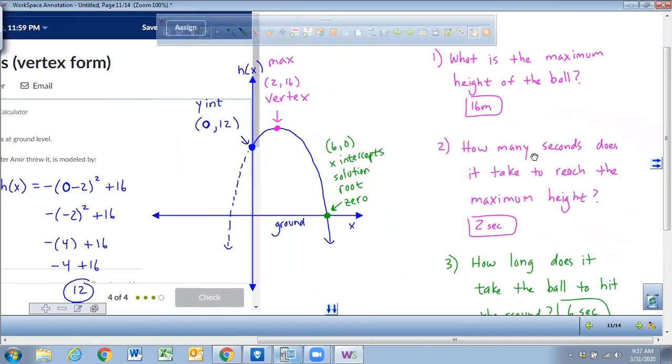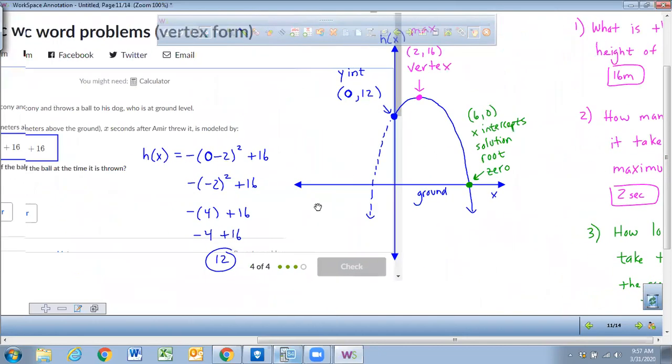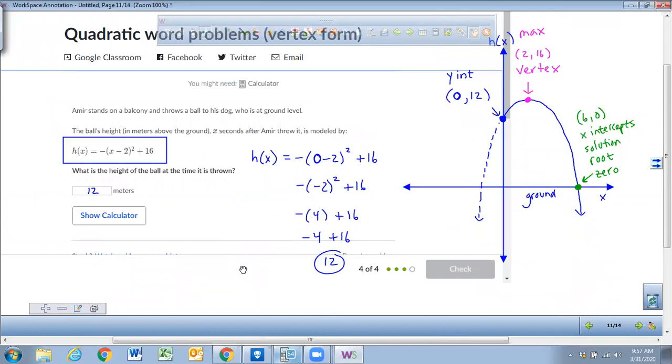They could have also asked, how many seconds does it take to reach the maximum height? 2 seconds. They could have also asked, how long does it take the ball to hit the ground? 6 seconds. It hits the ground because right there, 0. 0 means it hit the ground. It's not on the balcony anymore. Okay? So I realize that's a lot to take in.